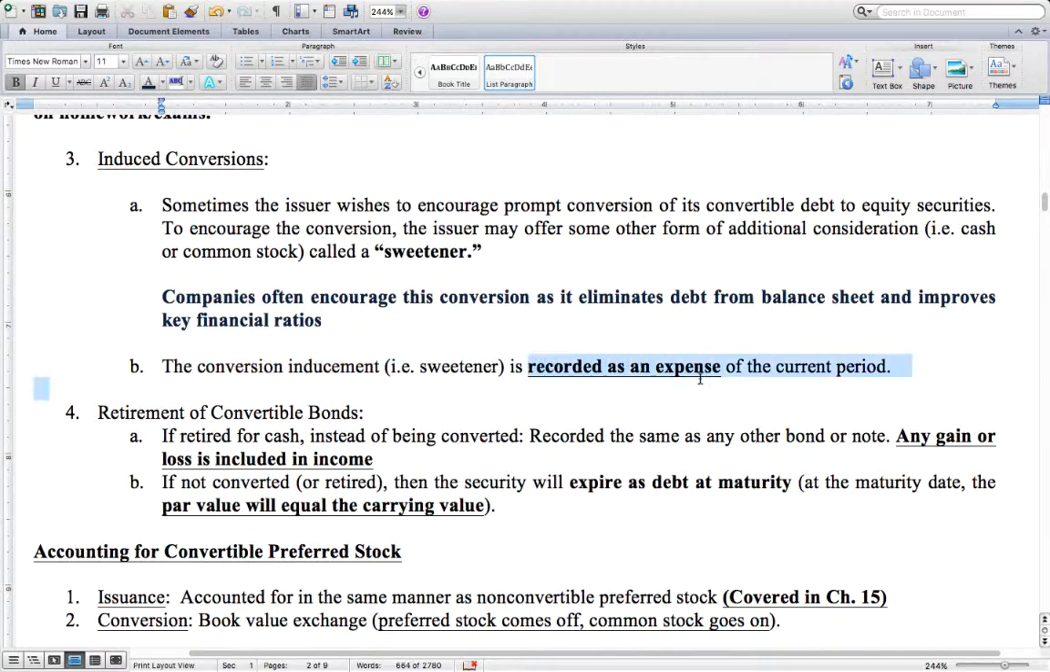Key thing to note with the sweetener, it is recorded as an expense in the period incurred. So when I, as the issuer, entice you to convert and I offer you $50,000 in cash, that $50,000 is recorded in the current period.